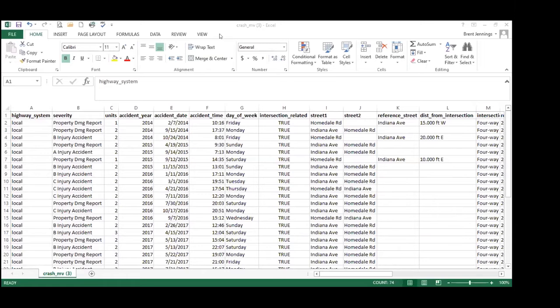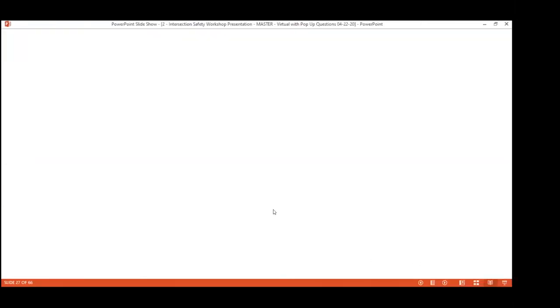So you can export this data. It comes in a little bit of a raw format, but you can then rename stuff and massage it. And it's a whole lot better than copying it down or creating a new spreadsheet from scratch. So I'm going to go back to my presentation.